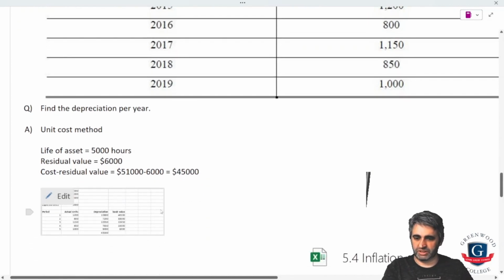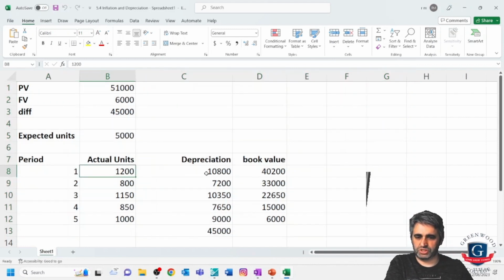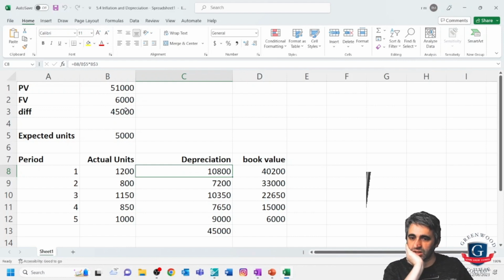So what I did here was I created a little spreadsheet to work it out. Here it is. So it started at 51,000. It went to 6,000. The difference was 45,000. There were 5,000 units. It used 1,200 units in the first year. So its depreciation was this difference. What was it? It was B8. So it was the actual units used divided by the total number of units that it can do, times by the value of the product. And that gave us the depreciation of 10,800. Subtract that from the original value, and we now have a book value of $40,200 at the end of the first year. Rinse and repeat for every subsequent year.